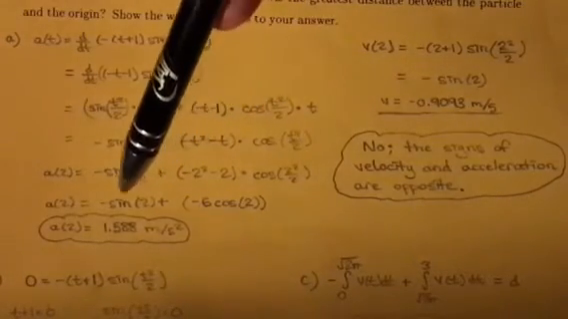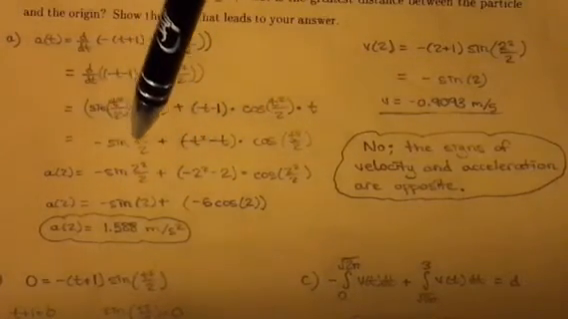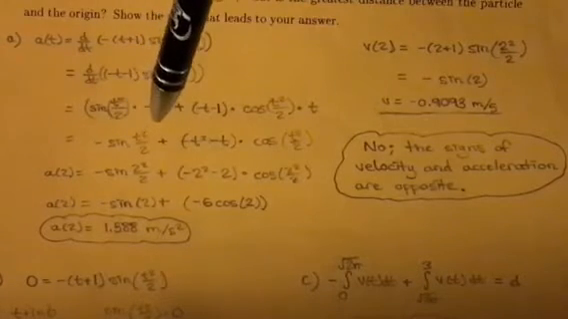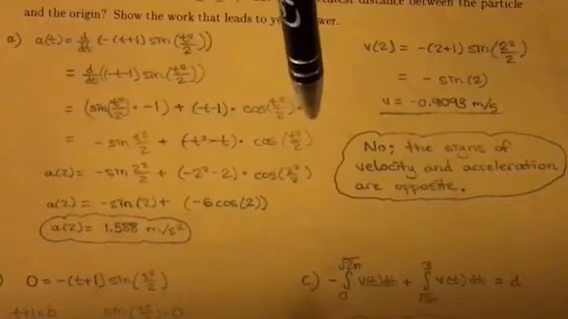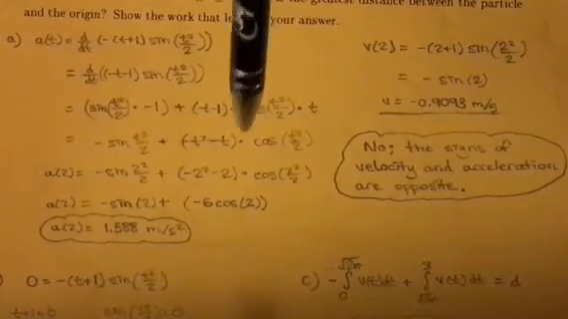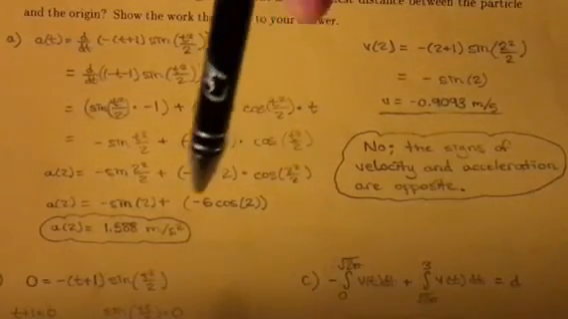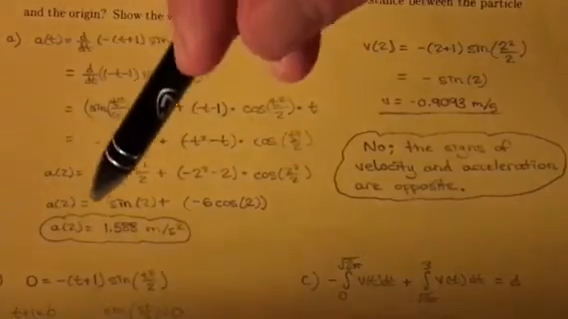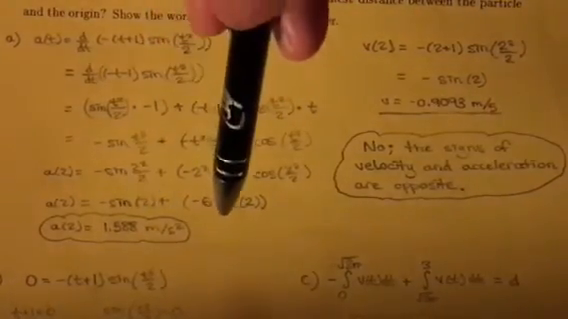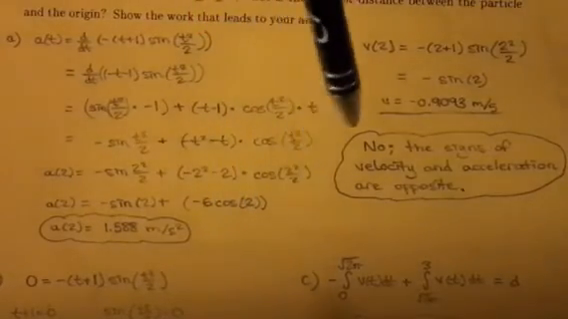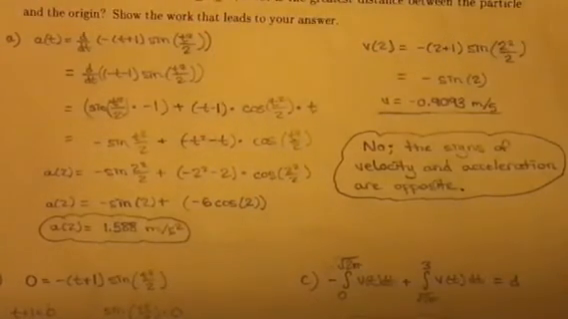solved that down to get acceleration of t is equal to negative sine of t squared over 2 plus negative t squared minus t times cosine of t squared over 2. And then I plugged in 2 to that and got 1.588 meters per second squared for the acceleration of the particle at 2 seconds, or t equals 2.